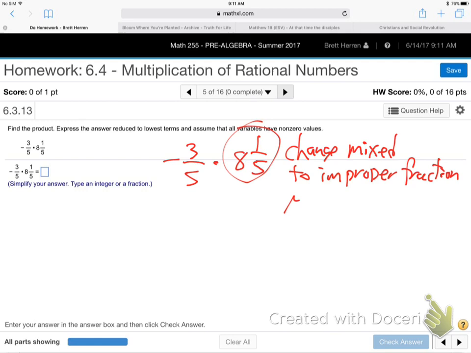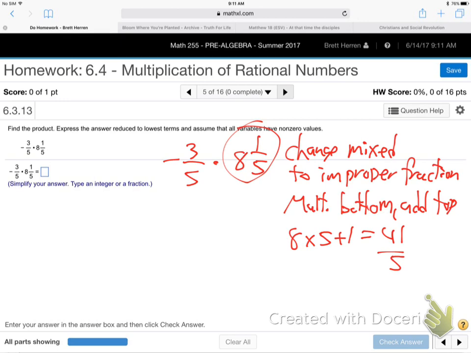Do you remember? Multiply the bottom, add the top. So 8 times 5, add 1 is 41, and then you keep the same denominator. You don't change that. There's 5 on the bottom, it continues to be 5 on the bottom. So 8 times 5, add the 1, 41. So that becomes 41/5. Good so far.